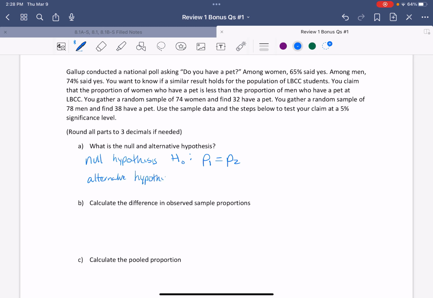hypothesis, or you could use the notation H sub A, is that we claim that the proportion of women who have a pet is less than the proportion of men. So I'm going to do P sub 1 is less than P sub 2, where P sub 1 is the women and P sub 2 is men. It did not ask it here, but if it were to have asked whether it's left-tailed, right-tailed, or two-tailed, which is it? Left. Good. Even though it didn't ask it, I just want to include that for a bonus. It's left because we're doing less than. It's going to the left.